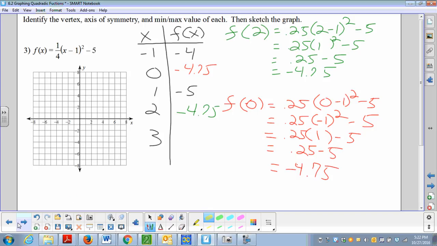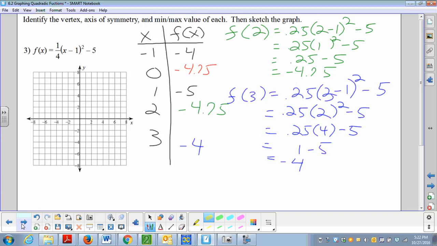And my last point here is 3. Okay, when I plug in 3, 3 minus 1 is going to give me 2. 2 squared is going to be 4. 4 times 0.25 is going to be 1. And then 1 minus 5 is going to give me negative 4.